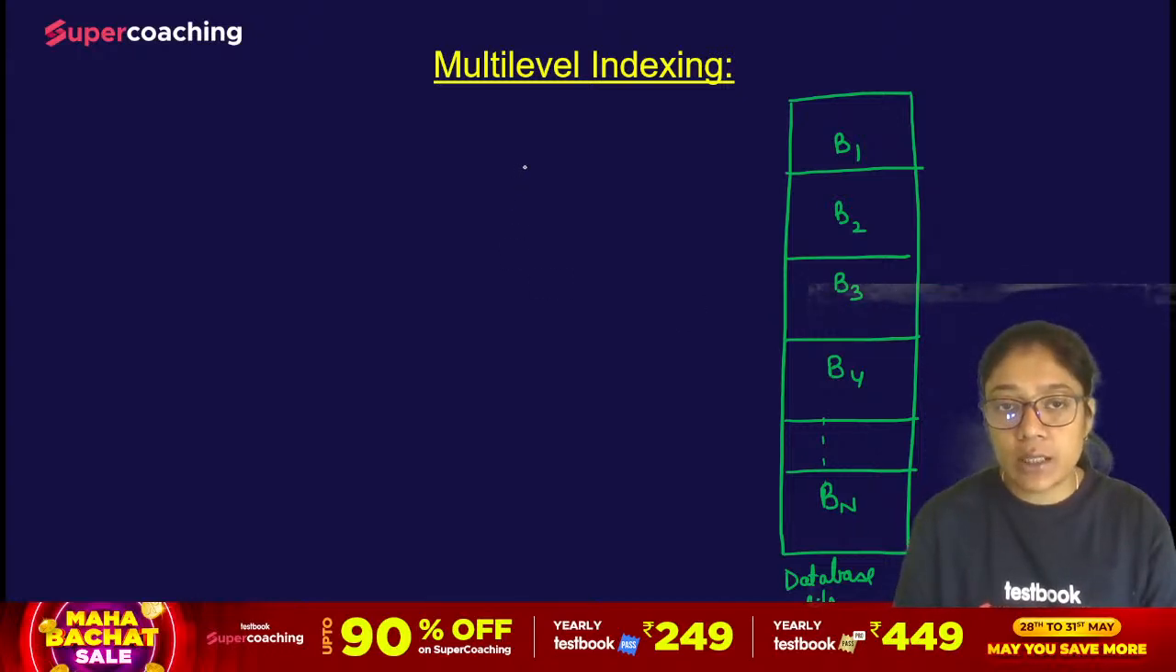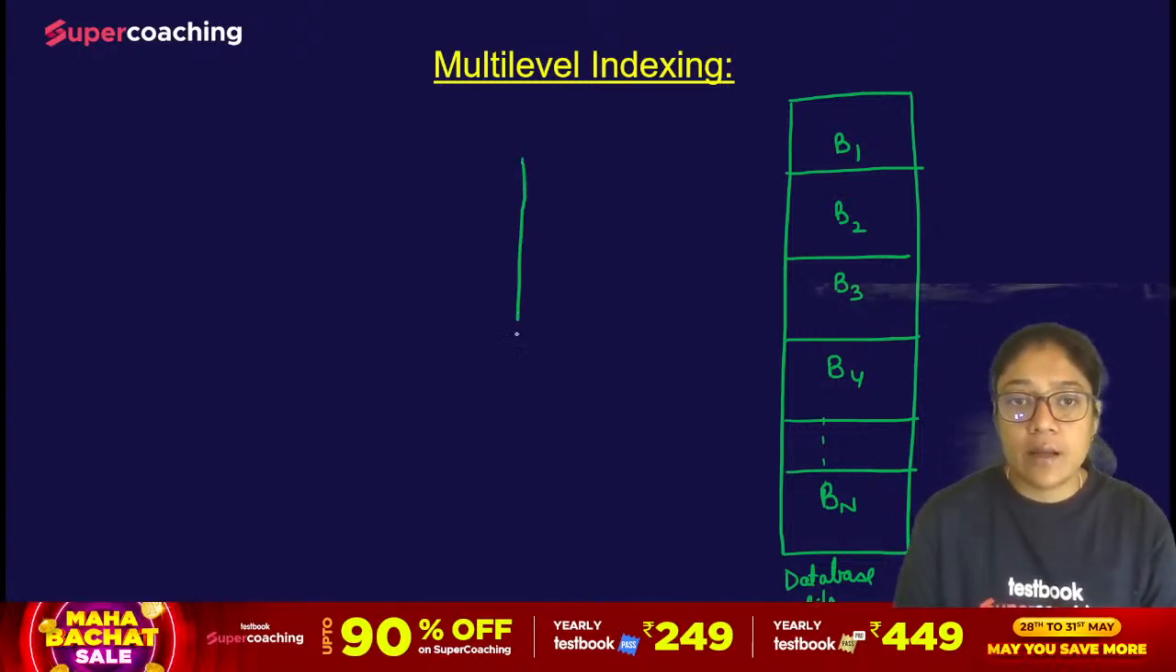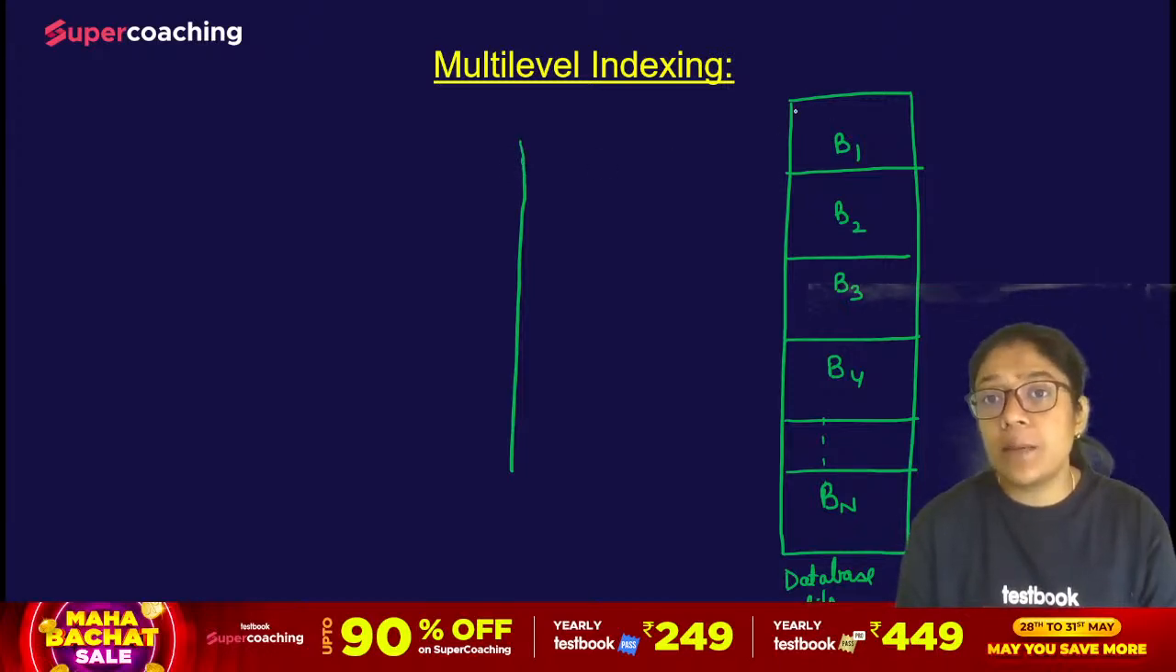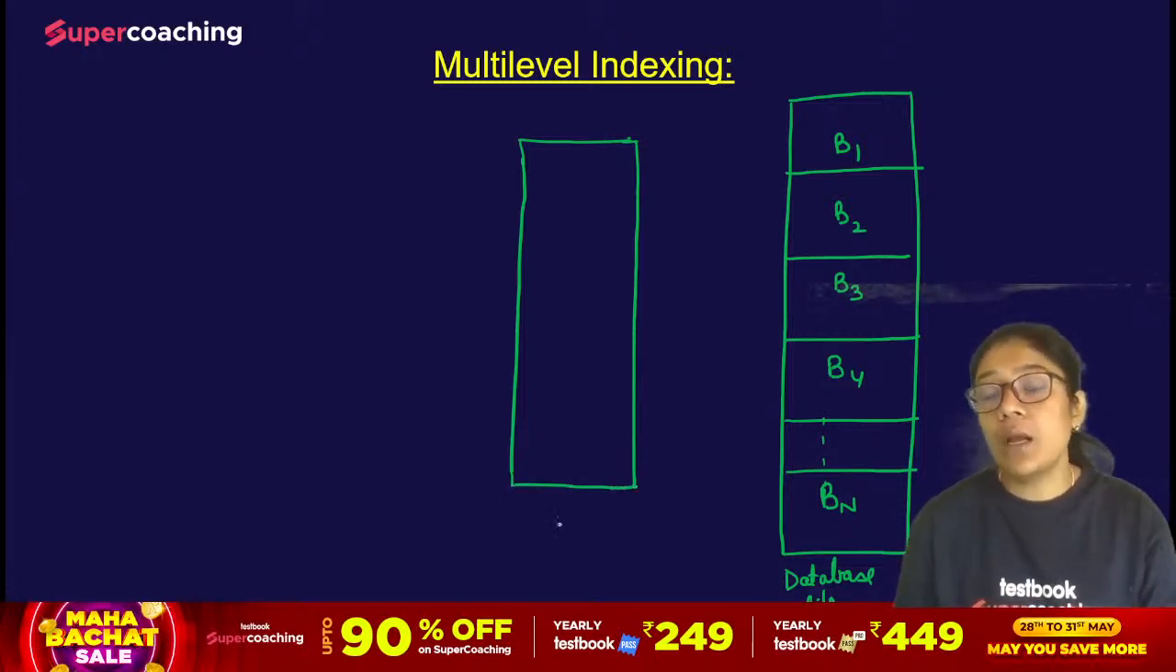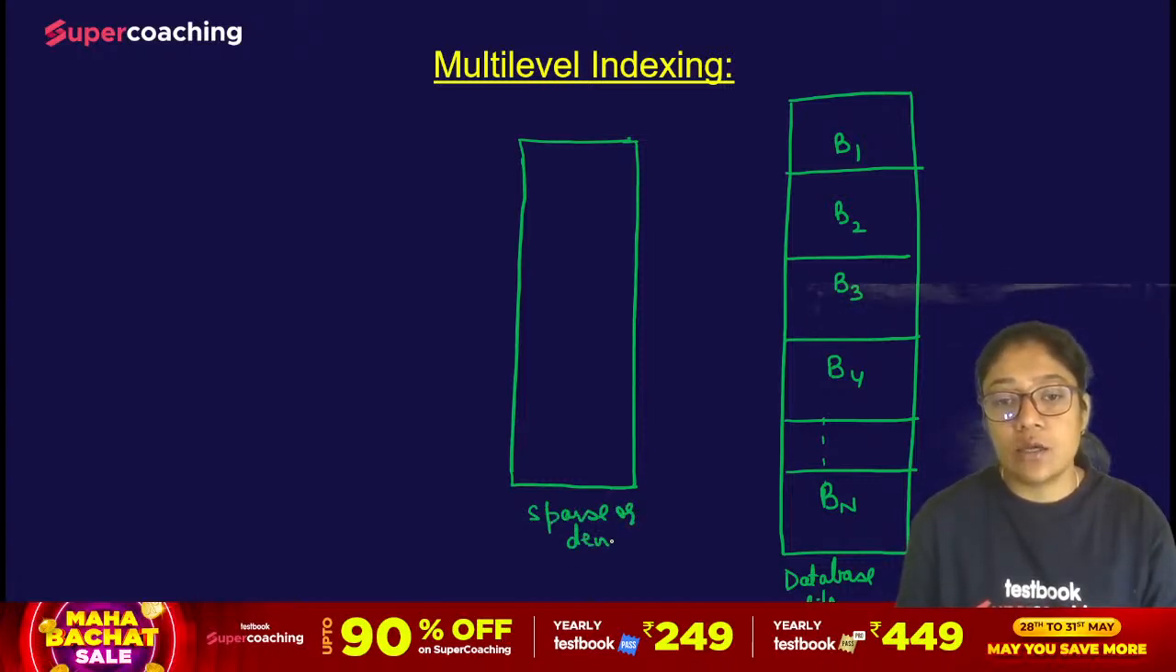Okay, now on top of this database file, we are constructing the first level index. This index can be sparse index or dense index. It depends on the structure of the file given, whether the search key is a key field or not, and so on. So we are coming up with the index. This can be sparse or dense index.